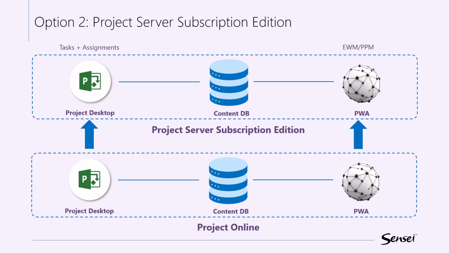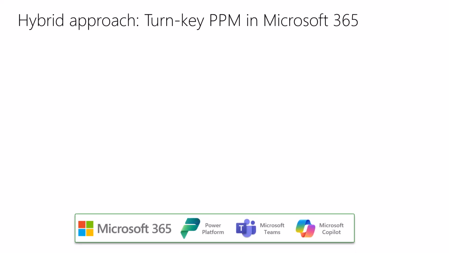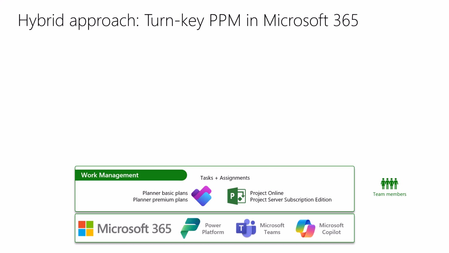Very much appreciated. There is, of course, a hybrid approach here as well, where the foundation will be your Microsoft 365 tenant, Power Platform, Microsoft Teams, and Copilot. In this hybrid approach, you'll actually be able to utilize multiple work management options. So you can connect to the existing Project Online environment, as well as Project Server Subscription Edition while you're transitioning. And for those users that see a better fit, you can use Planner Basic and Premium plans.